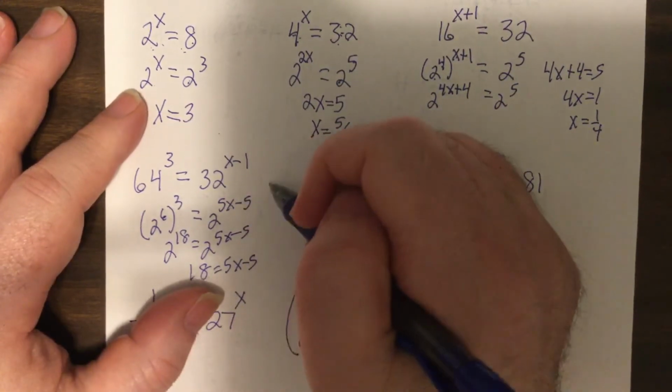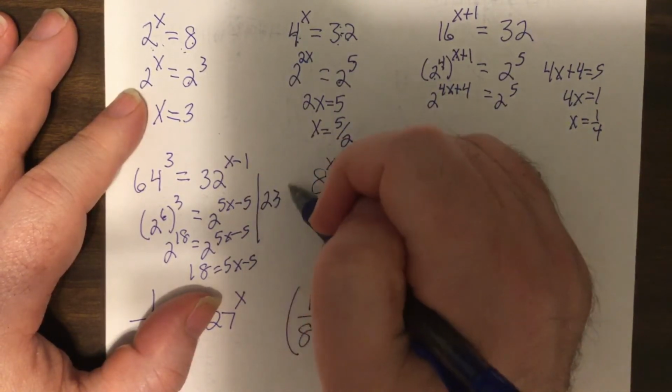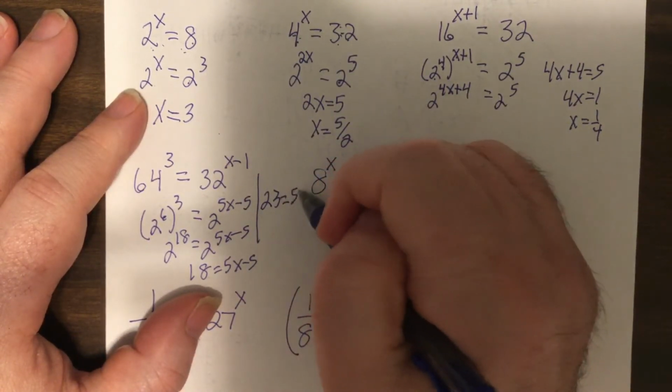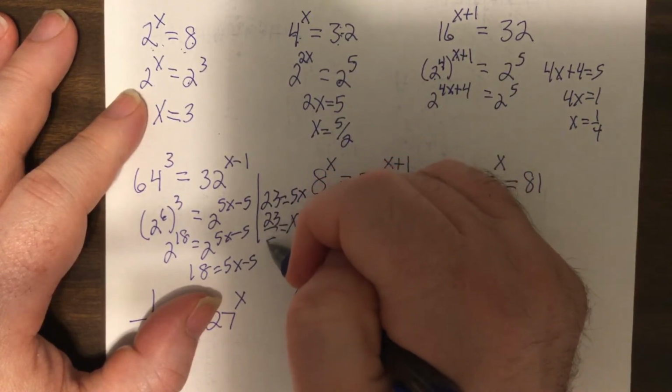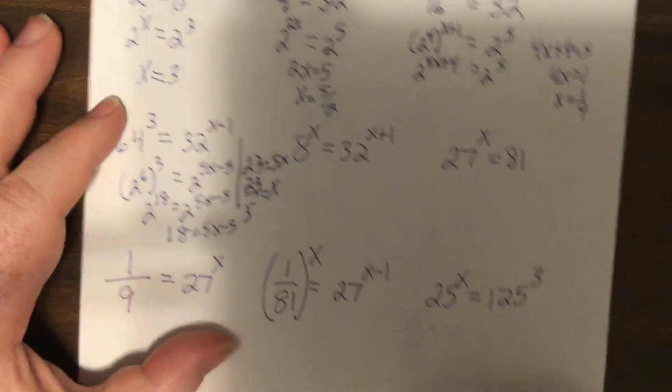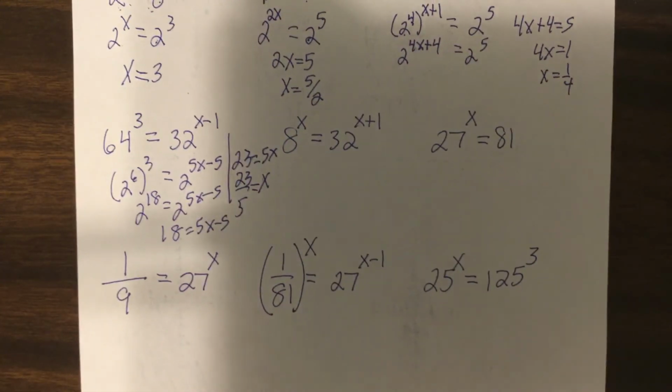Let's do this. Let's see. Add 5, so 23 equals 5x. So x equals 23/5. So there's 5 problems there. Go ahead and try them, freeze the video, and then turn me back on when you're done.